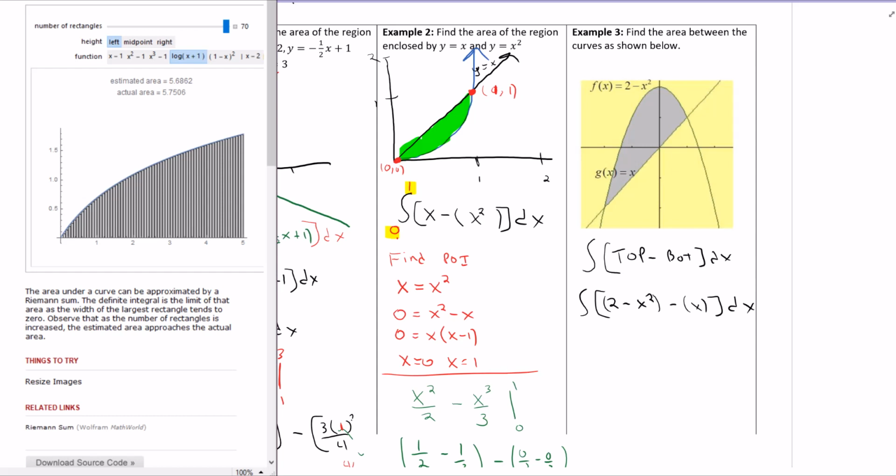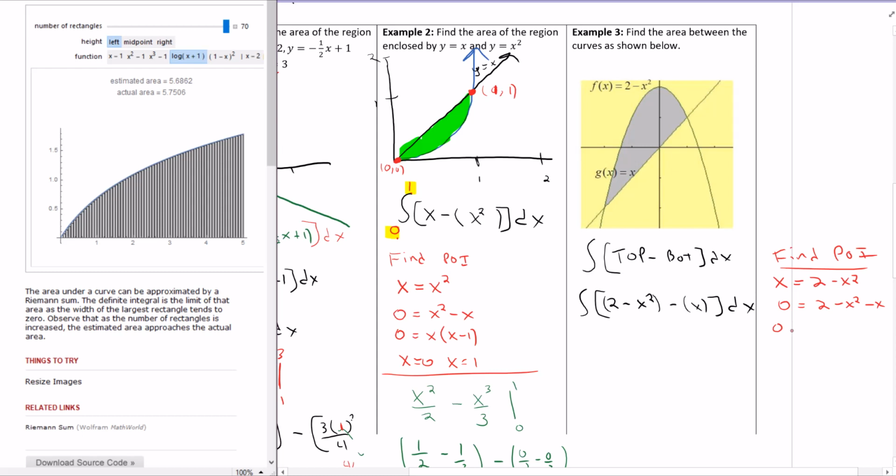Notice I'm putting parentheses. That just makes sure I don't forget that the negative distributes in there. Before we continue here, we need to find the points of intersection. Again, all it involves is setting these two functions equal to each other. So I'm going to set x equal to 2 minus x squared. Get this one on the other side, subtracting x on both sides, so it's 2 minus x squared minus x.